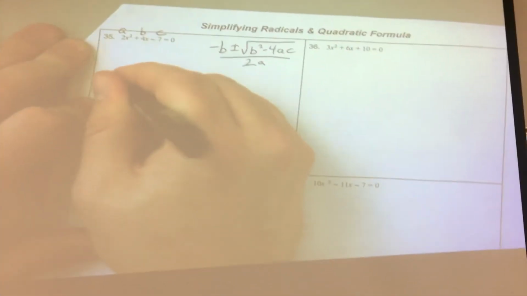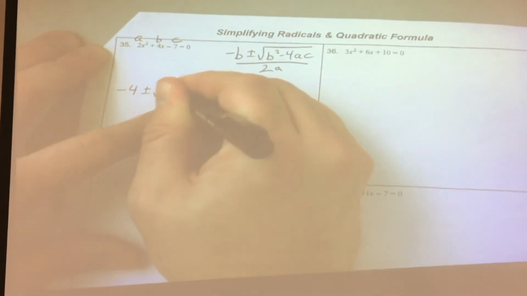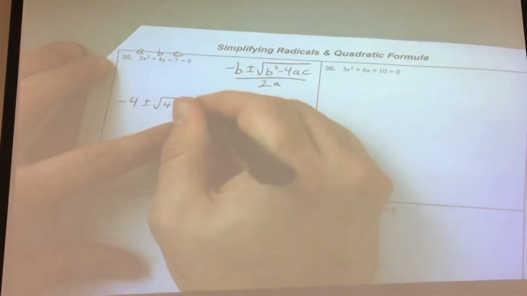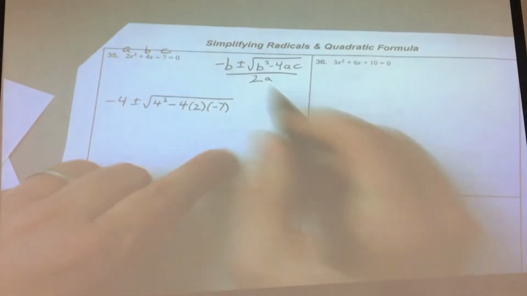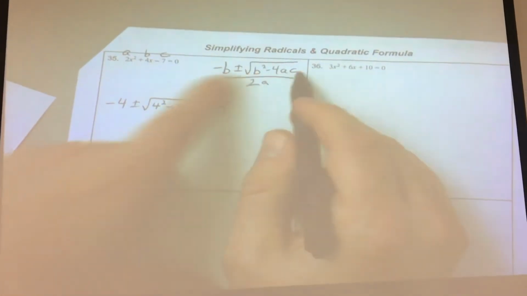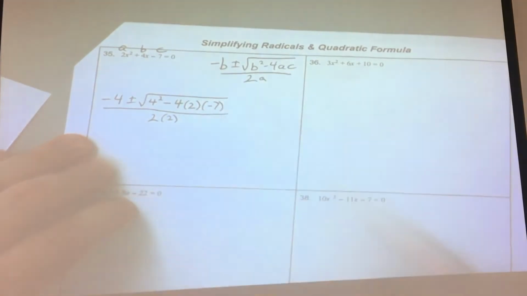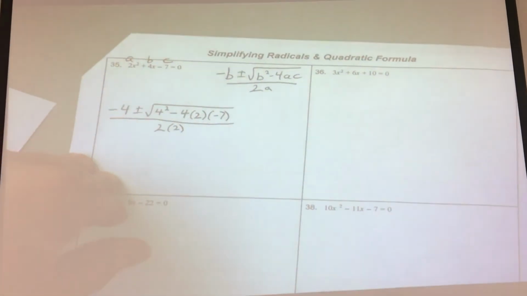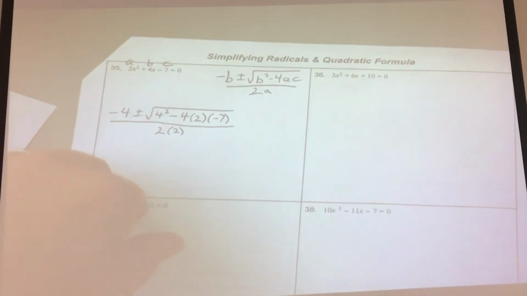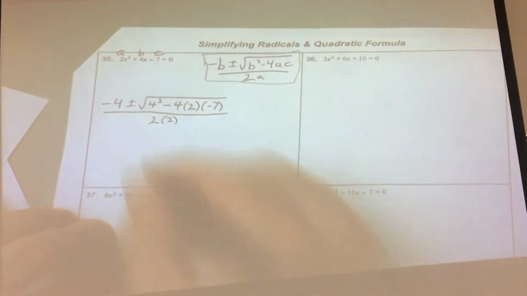So it's negative 4 plus or minus the square root of 4 squared minus 4 times 2 times negative 7. All I'm doing is subbing in the A, the B, and the C. And that's all over 2 times 2. Okay? Now this is going to be different for every single one because the numbers won't be the same. But the pattern will always be the same. It will always fit into this formula.